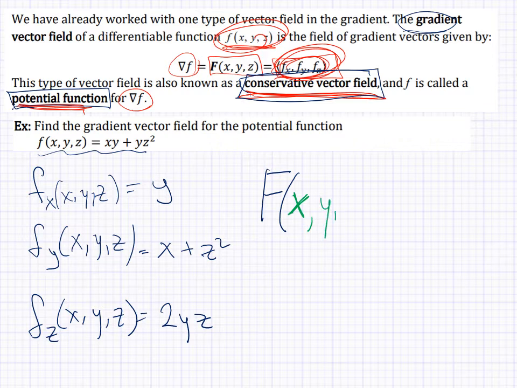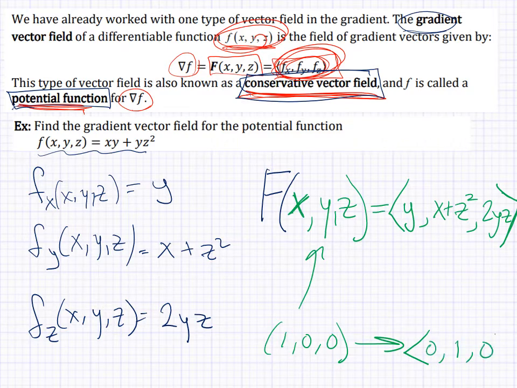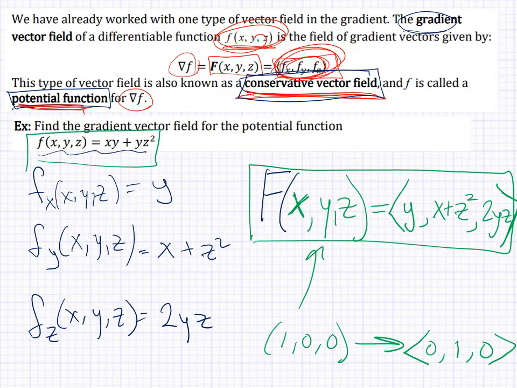So x, y, z would be, I'm going to run out of room here, y is the first component, x plus z squared is the second component, and 2yz is the third component of that vector field. And I plug any point in here, and I could say, I don't know, point 1, 0, 0. I could figure out what vector is going to be associated with that. In this case, I would get 0, 1, 0.